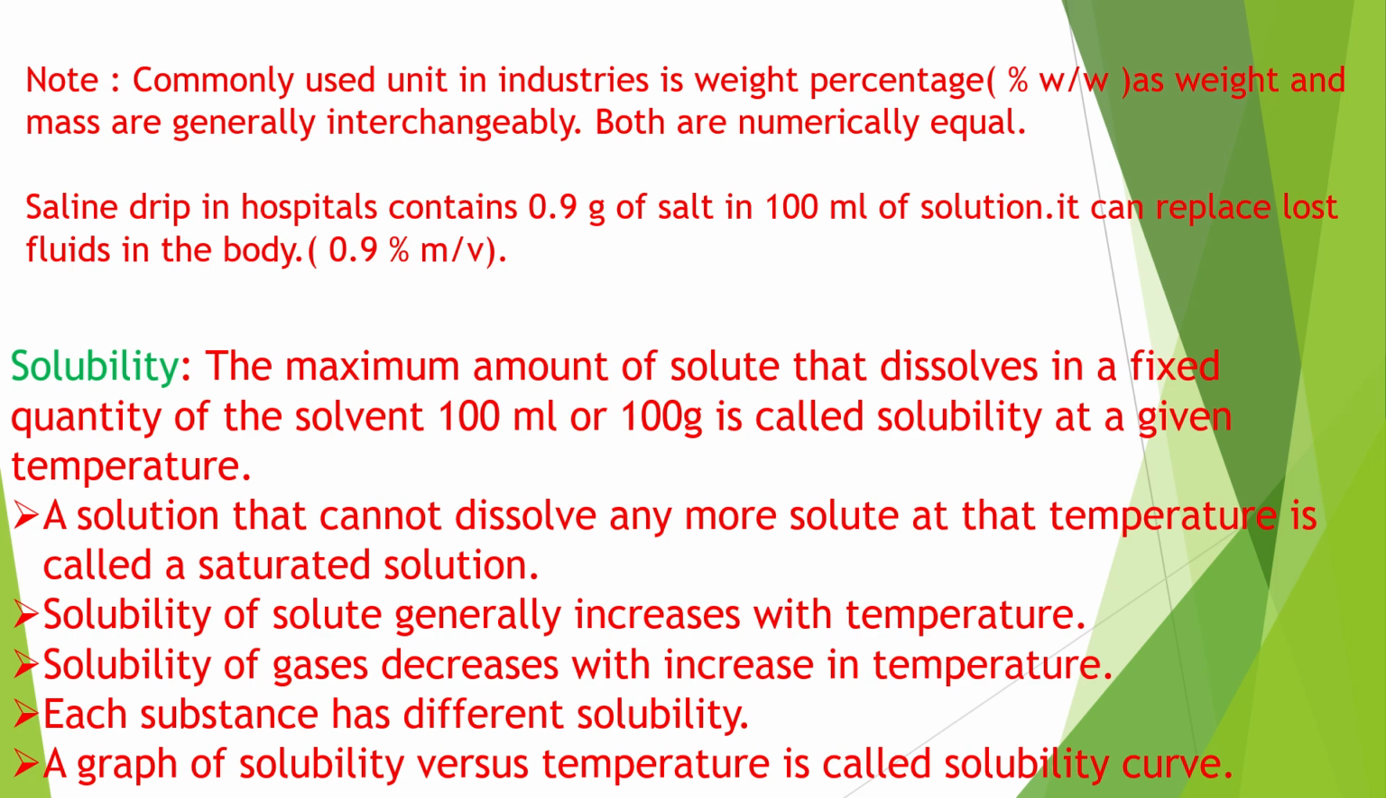Now solubility. The maximum amount of solute that dissolves in a fixed quantity of solvent, 100 ml or 100 gram, is called solubility at a given temperature. A solution that cannot dissolve any more solute at that temperature is called a saturated solution. Solubility of solutes generally increases with temperature. Solubility of gases decreases with increase in temperature. Each substance has different solubility. A graph of solubility versus temperature is called a solubility curve.